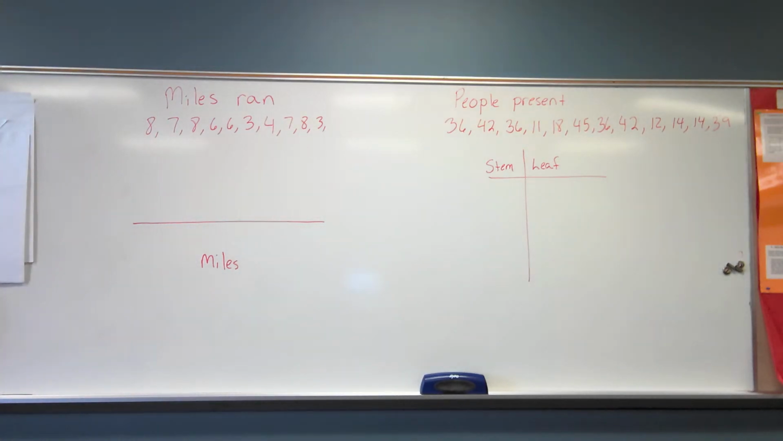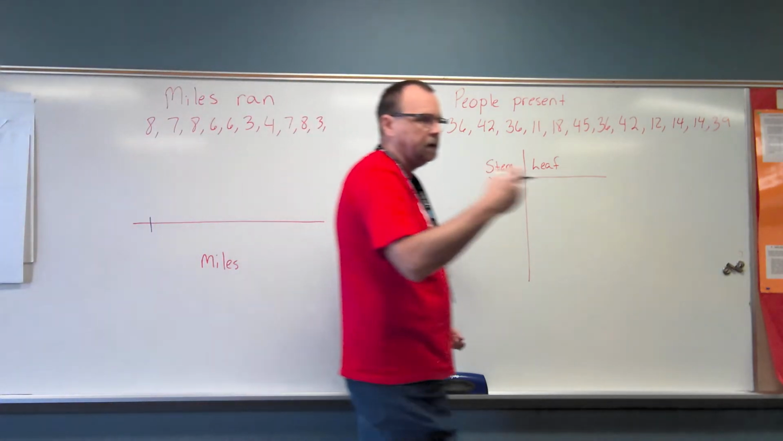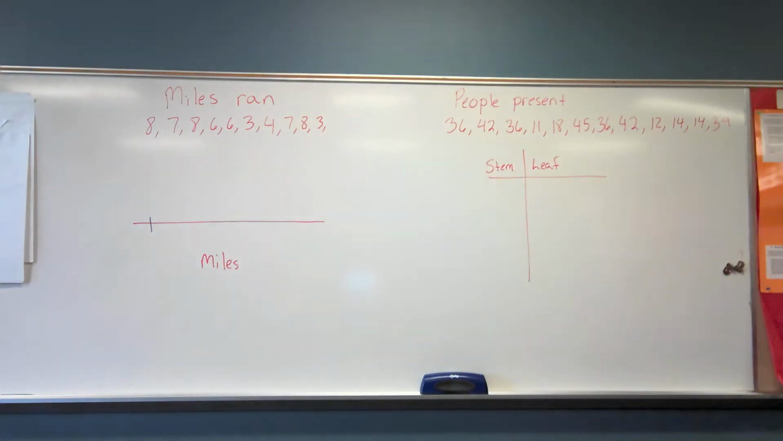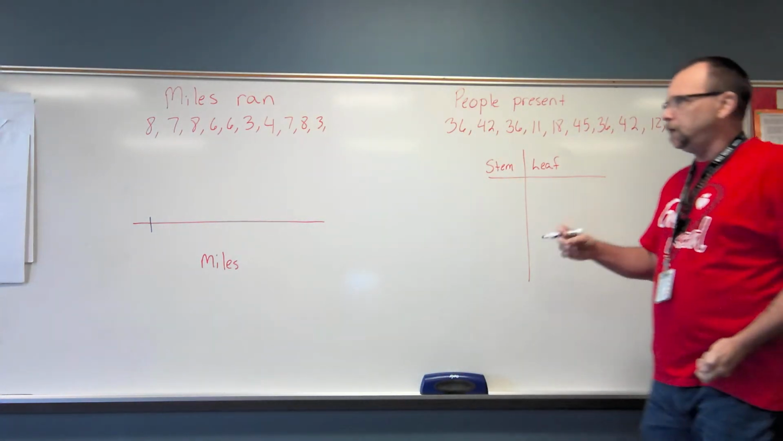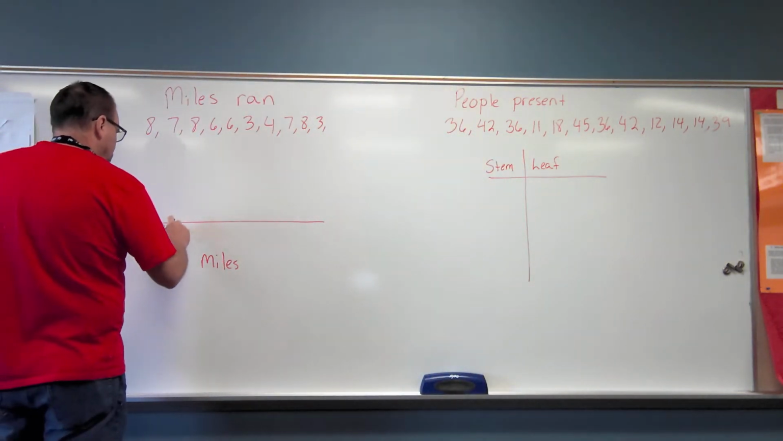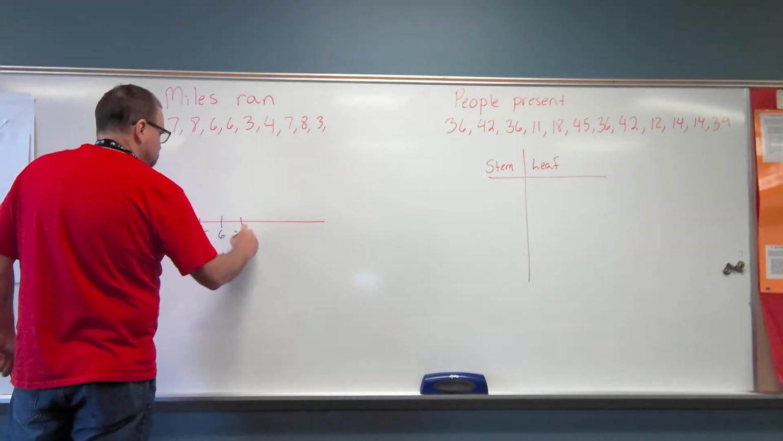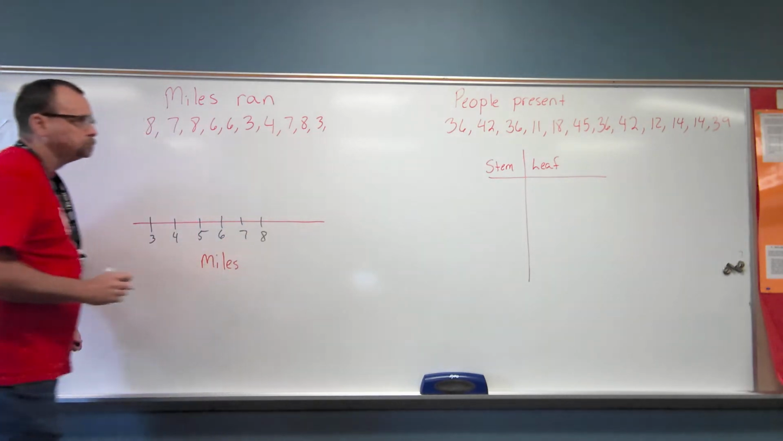Isaac, what should we start with our number? Probably our starting number should be 3. 3. And what should we end with? We should probably end with 8. 8. We need to go through every number between 3 and 8. We have to put them all up there. Every number between 3 and 8. We just can't skip it if there's none there. So 3, 4, 5, 6, 7, 8.